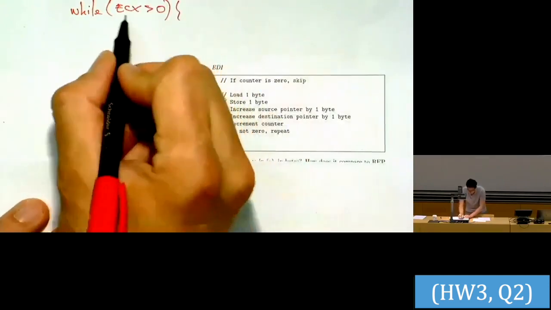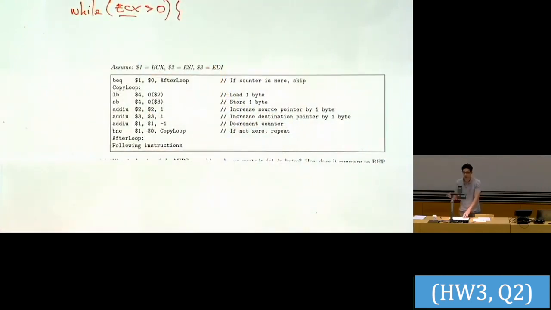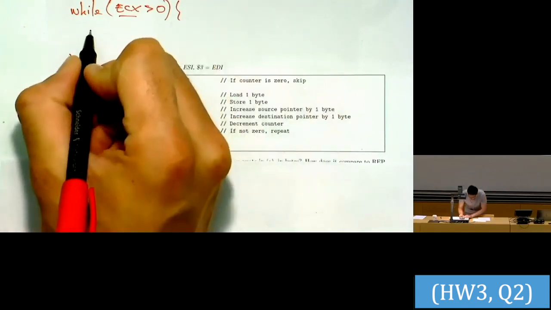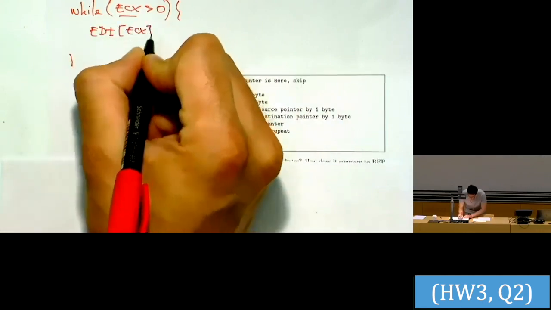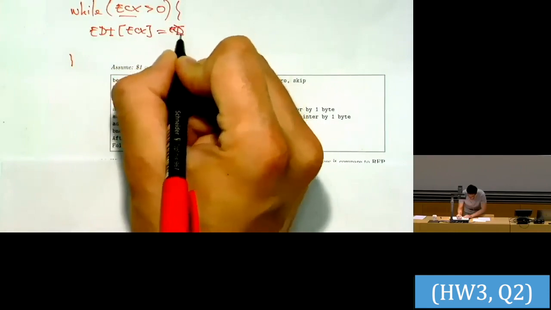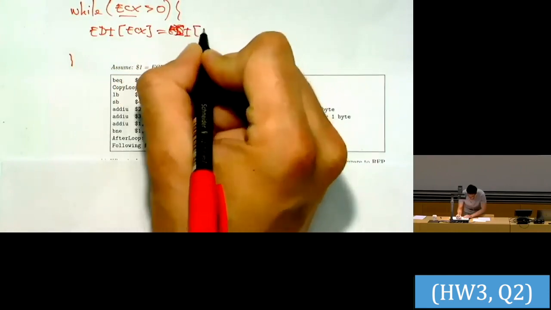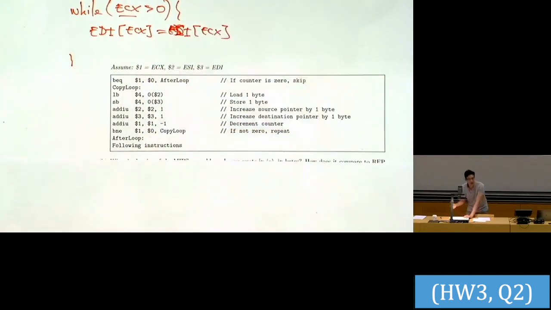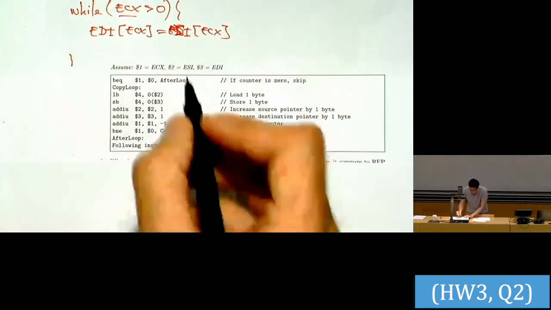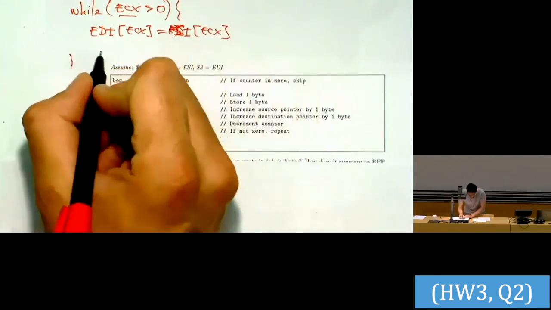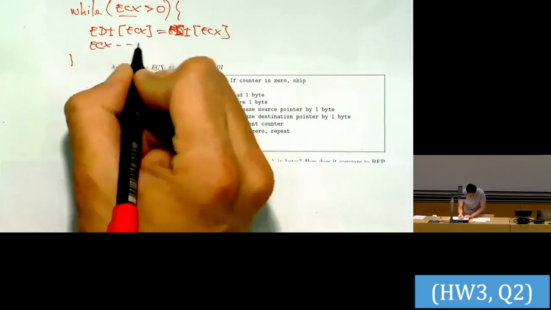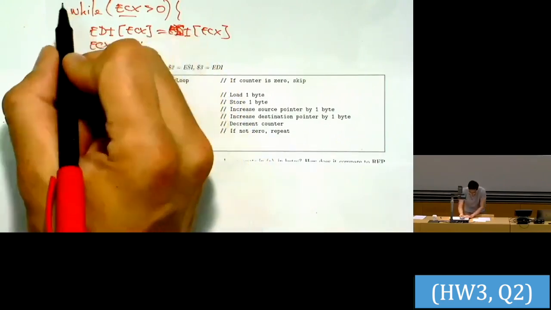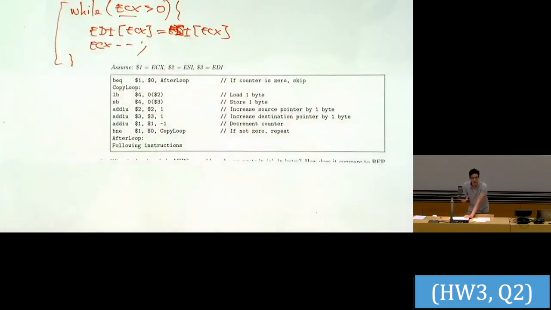Greater than zero, because ECX is the counter, where we have the total number of bytes that we need to copy. And this would be something like EDI, ECX, ESI. This ECX would be our counter and also the index to these arrays, ESI and EDI. And after every iteration, we decrement. So this would be, let's say, the high level language code to implement this rep movs.